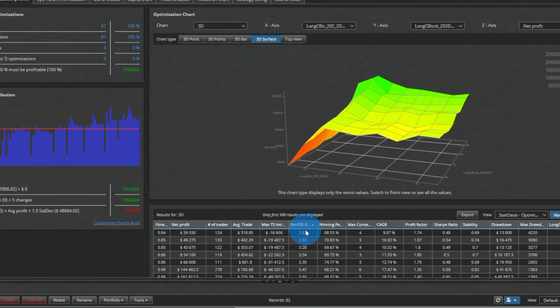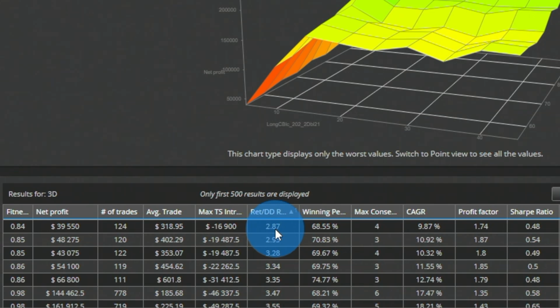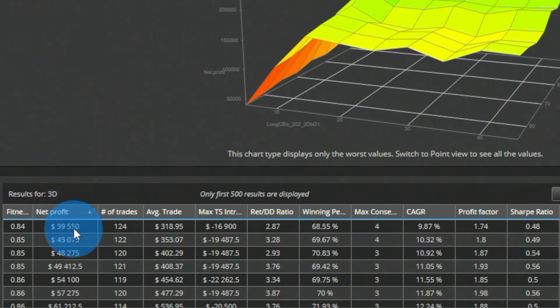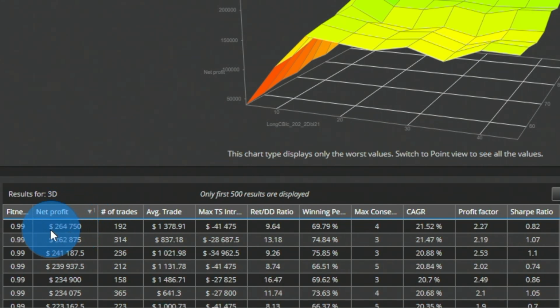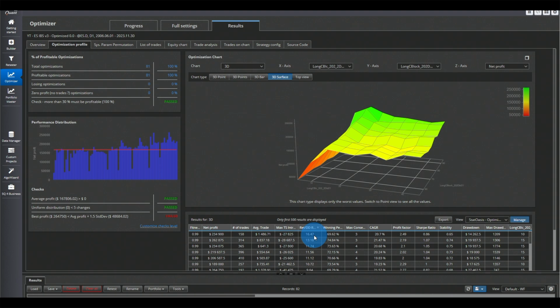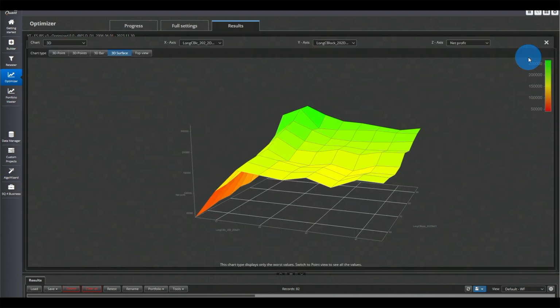So if I sort by return to drawdown ratio, you can see the minimum is 2.8 and the net profit is 39. If I sort by net profit, so that's 39, the maximum is 264. So all our optimizations are profitable. Now let's look at the 3D chart.